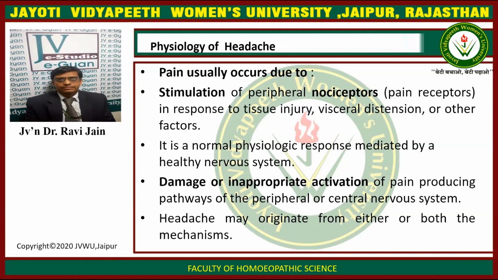Damage or inappropriate activation of the pain-producing pathways in the peripheral or central nervous system. तो पेन क्यों प्रोड्यूस हो रहा है? क्योंकि जो पाथवे है जो पेन के सेंसेशंस लेकर जा रहा है, वो डैमेज हो गए या उनका इनअप्रोप्रिएट एक्टिवेशन हो गया. उनको एक्टिवेट नहीं होना चाहिए था, जबरदस्ती एक्टिवेट होकर नर्व इम्पल्सेस आपके ब्रेन में लेके जा रहे हैं, आपको पेन हो रहा है.